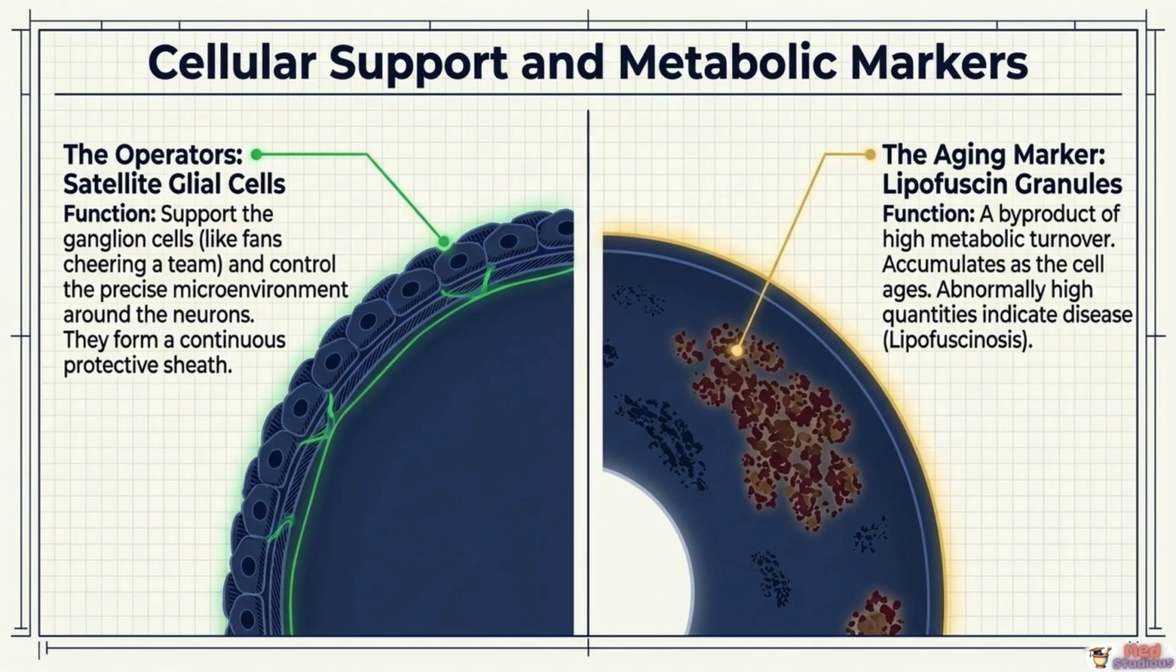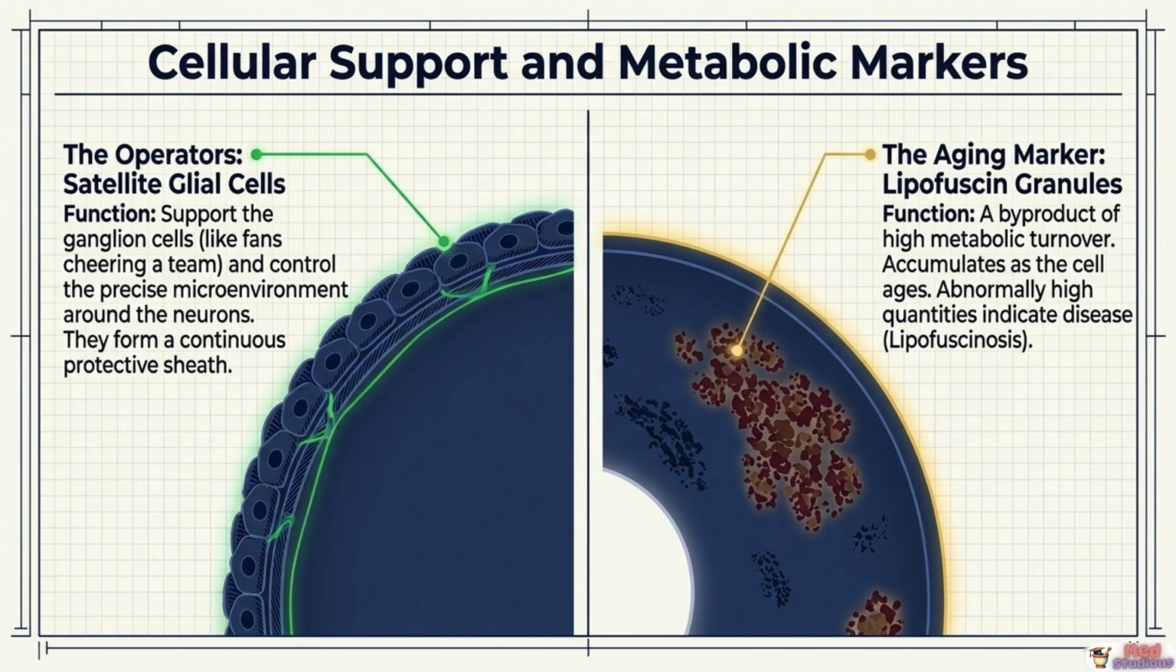These highly active ganglion neurons cannot survive alone. They require dedicated cellular support. Enter the satellite glial cells. These are the vital operators of the peripheral switchboard. Think of them as a dedicated pit crew. They physically wrap around the large neuron somas, forming a continuous, protective single-cell sheath. Their primary function is to strictly control the precise chemical microenvironment around the neuron, providing metabolic support and electrical insulation.